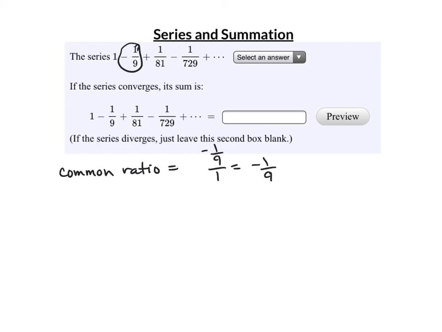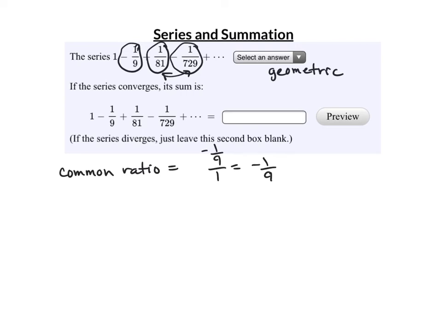So just to check this, if I divide any two terms, do I get 1/9? I'll plug it in the calculator. And yes, when I divide negative 1 over 729 by 1 over 81, current divided by previous, I get 1/9. So this is a geometric series. It's a series because we're adding and subtracting. And there are formulas for that.